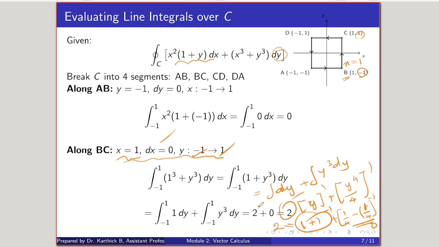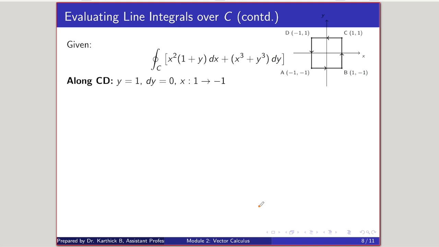Okay. Next I am going for CD. In this, what is the equation of this line? y equal to plus 1. So I am taking that y equal to plus 1. If I differentiate this, it becomes dy equal to 0. And here dy becomes 0.